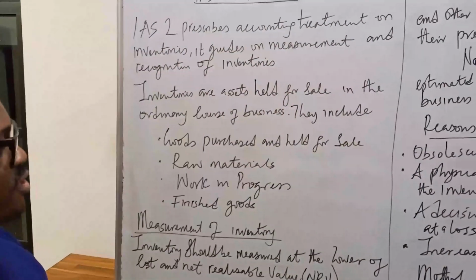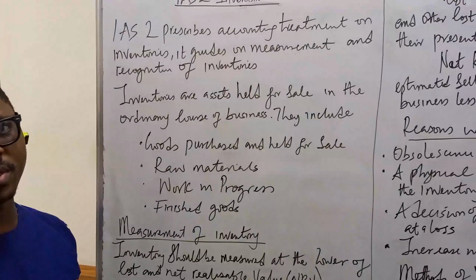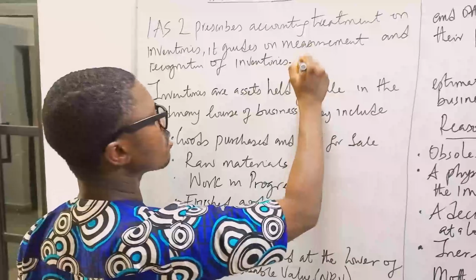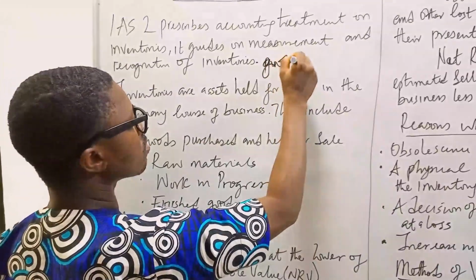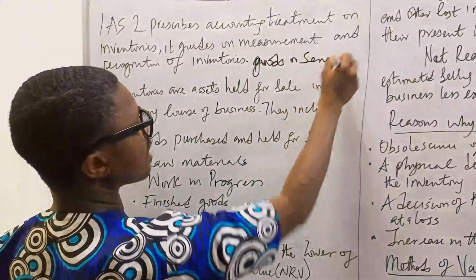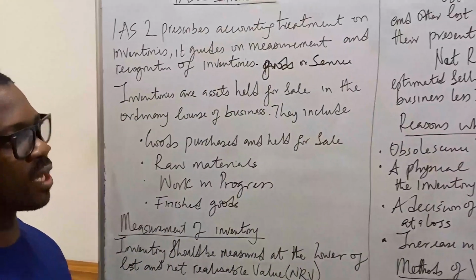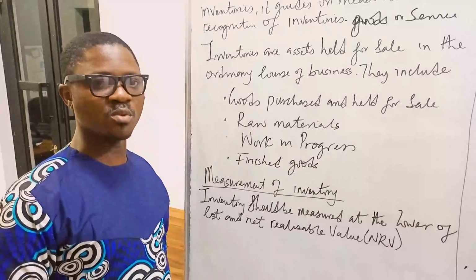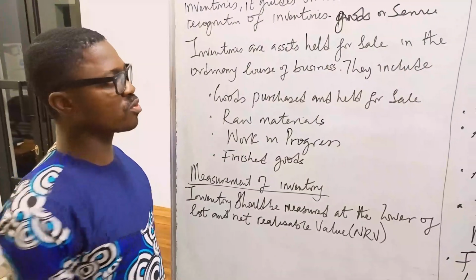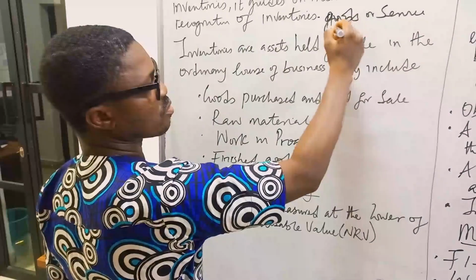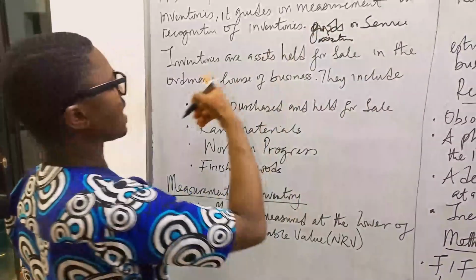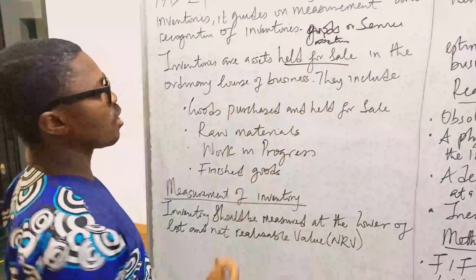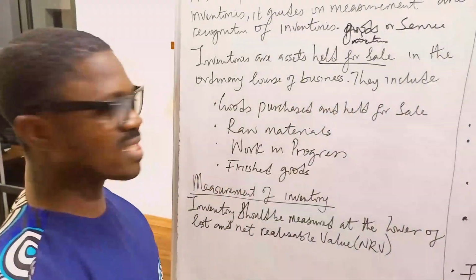Inventories are assets held for sale in the ordinary course of business. You agree with me that every business is either producing goods or service. In a situation where an entity is into sale or manufacturing of goods, inventory is applicable to such inventory. And that is why we have inventories as assets held for sale in the ordinary course of business. And inventories can be what?